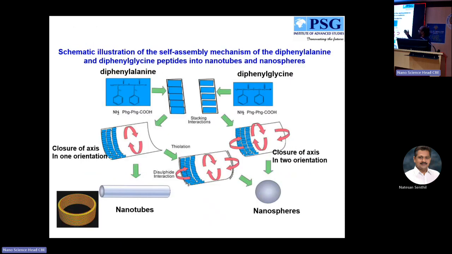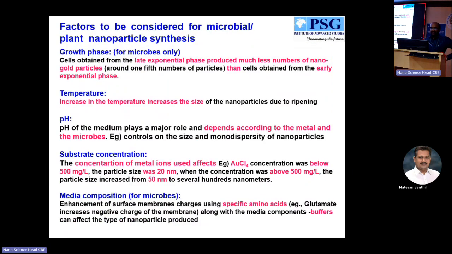So, how to do it? For example, you take an amino acid sequence, diphenylalanine, and then stack it. 1, 2, 3, 4, stack it. Similarly, you take diphenylglycine, stack it, and then you just have to give another orientation, close it on one side. Closure of the axis in one orientation, you get a tube. And if you fold it like this, on all four axes, then you get a sphere. So with one alignment, you can either get a sphere or a tube. Now you can put whatever things you want inside. You can take, for example, urea or whatever is very specific to the amino acids where it can bind. This I will skip because of less relevance to agriculture.